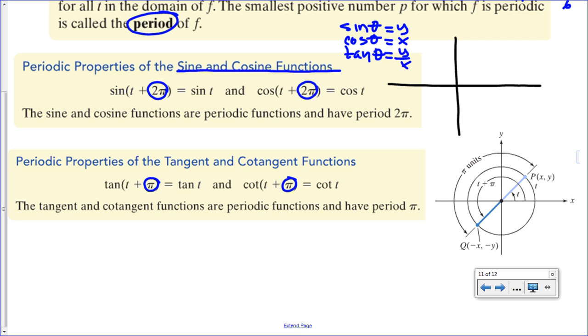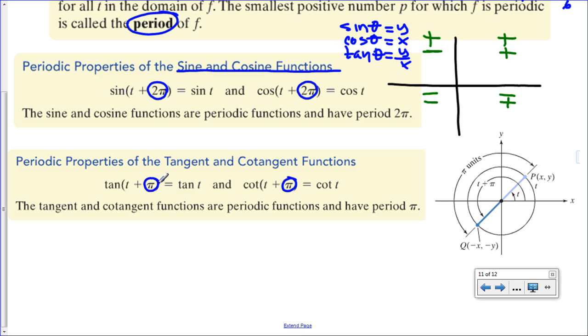So let's think about it. Quadrant 1. Is sine positive or negative? Y is positive, right? What about quadrant 2? Is the y positive or negative? Positive. How about quadrant 3? Negative. Quadrant 4? Negative. Okay, now let's do cosine. So the x, is the x positive or negative in quadrant 1? Positive. How about quadrant 2? Negative. I'm sorry, the x. How about quadrant 3? Negative. Quadrant 4? Positive.